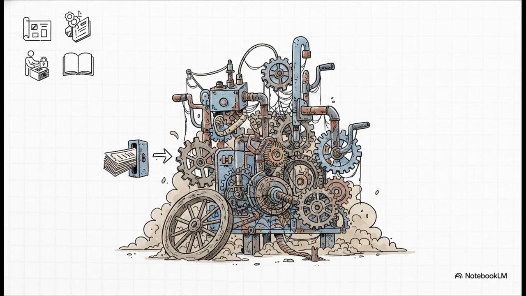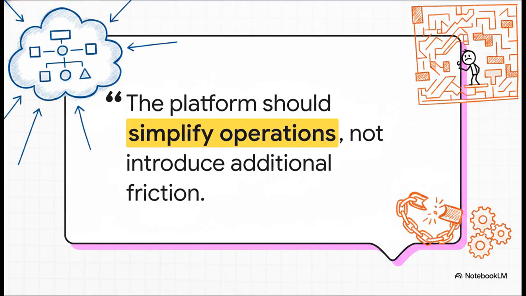We also see so-called IDPs that lack true self-service. They're basically just slapping a shiny new UI over the same old manual IT tickets. If you ignore developer feedback or skimp on documentation, your platform is absolutely going to be abandoned. As architects, we absolutely have to remember this core tenet. The platform should simplify operations, not introduce additional friction. If your brand new IDP makes developers navigate a maze of new complexities just to get their code out, well, we failed. Simplification is literally the entire point of doing this.